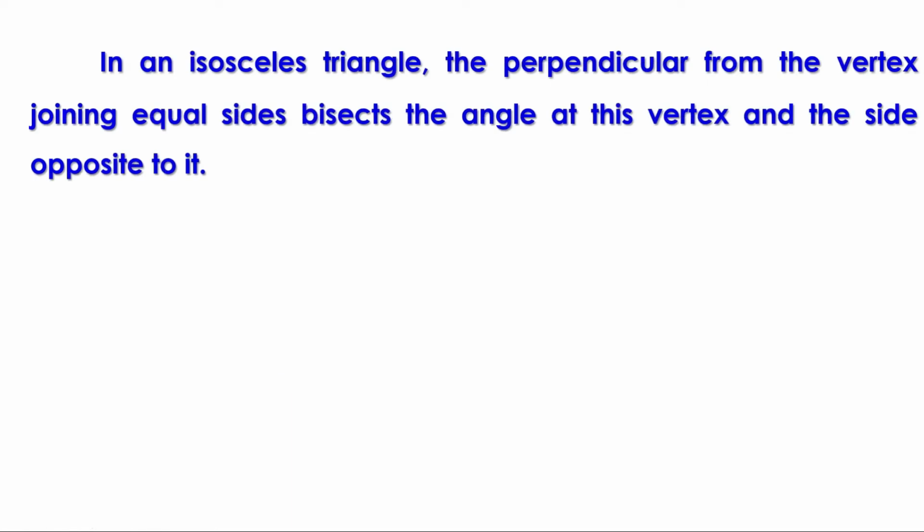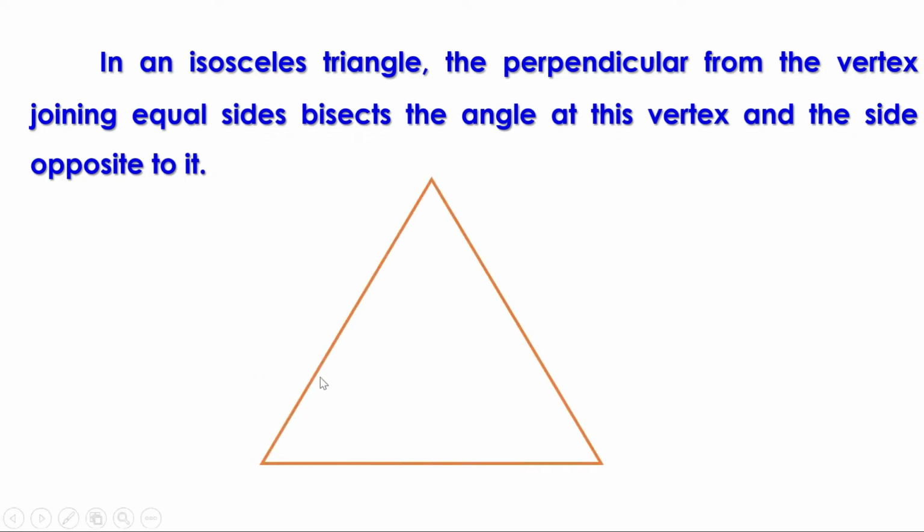In an isosceles triangle, the perpendicular from the vertex joining equal sides bisects the angle at this vertex and the side opposite it. Suppose this is an isosceles triangle and AC and BC are equal. Then this is the vertex joining equal sides. From this point, if we draw a perpendicular to this side like this, then this line bisects this angle and this side. That means angle ACD and angle BCD are equal and AD equal to BD.